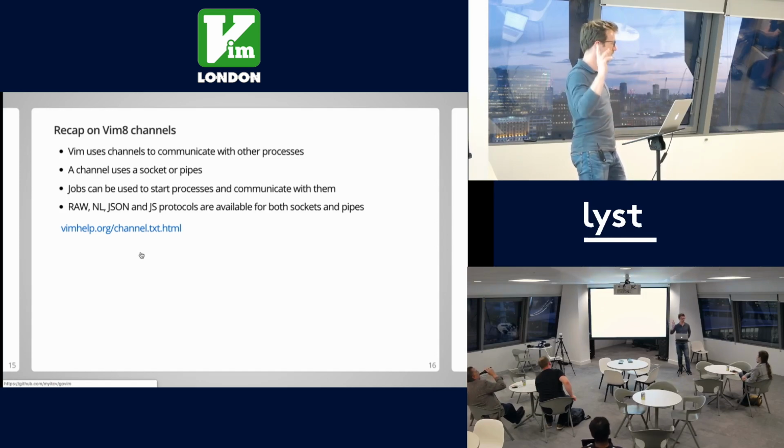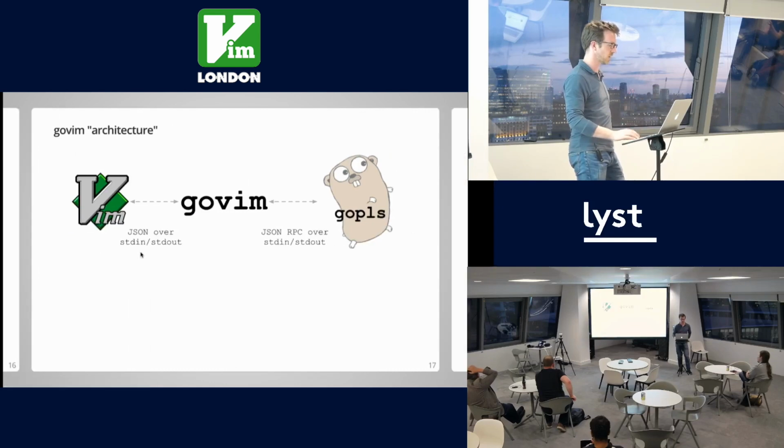And there are various different protocols, if I can call them that, that can be used over the socket or the pipe to communicate with this external process here. Unsurprisingly, JSON is one of the more popular because it is so generic. Link to the help information there. I'll make these slides available at the end, incidentally.